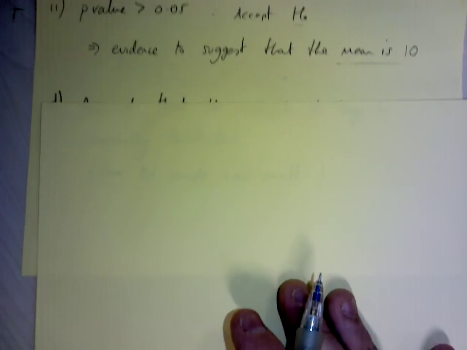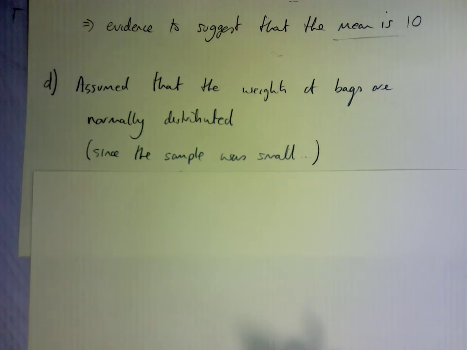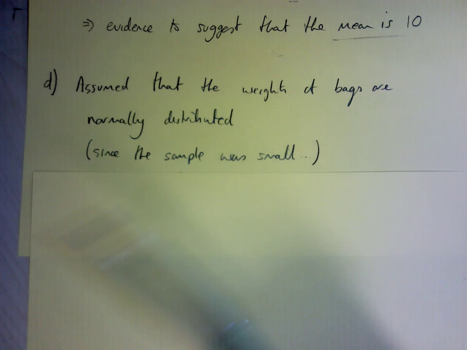And part D asks me what I've assumed. Now, the assumption we have to make in this case is that the weights of the bags are normally distributed. I've only got a small sample, and so I can't call upon the central limit theorem to tell me that x bar is going to be normally distributed. So I need to know that the weights themselves are normally distributed.